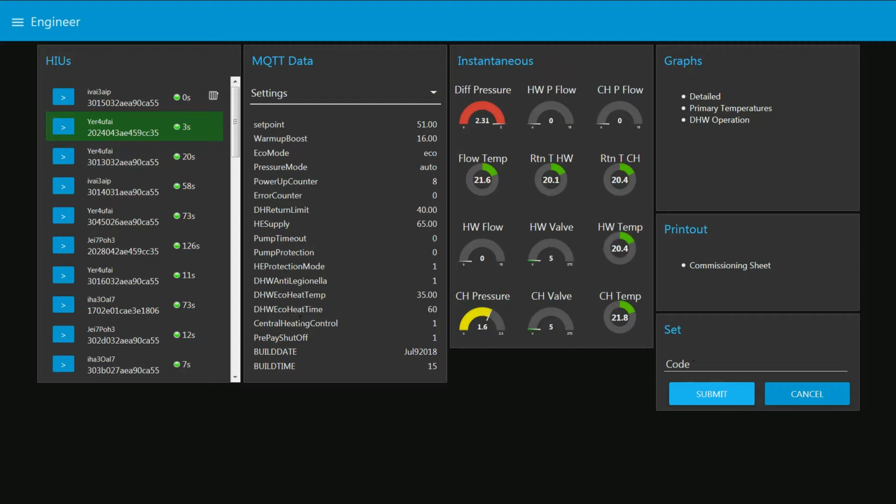We can change any of the settings on the HIU this way, and we can also change the settings on the fly automatically. So we can build things like keep warm mode, Legionella mode, central heating run into some more advanced control strategies. The engineer screen also gives us links to individual detailed graphs for the individual HIU commissioning sheets, and it gives us just a visual indication of what's going on with each of the different variables.